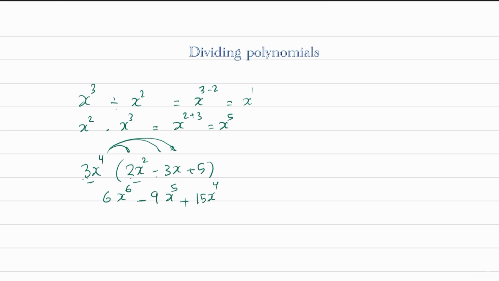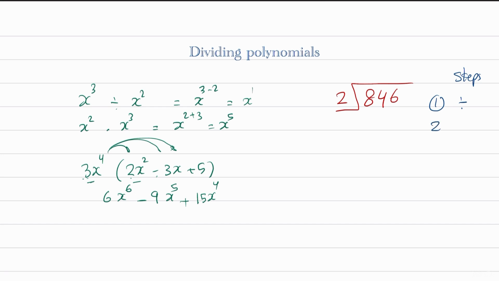In addition to that, you need to remember how to use long division. So for example, if you have 846 divided by 2, we have some steps here to do long division. The first step, we need to divide. Number 2, multiply. Number 3, subtract. Number 4, bring down the next digit.